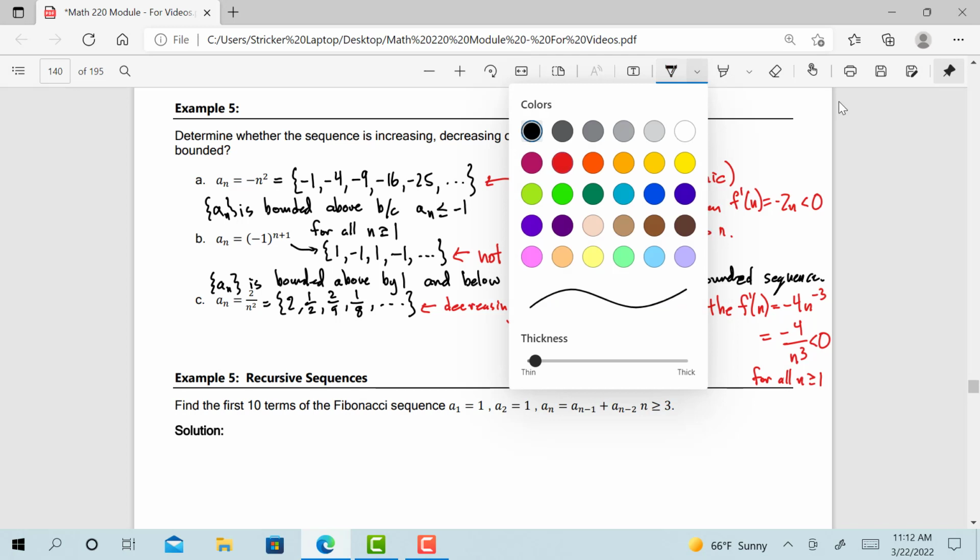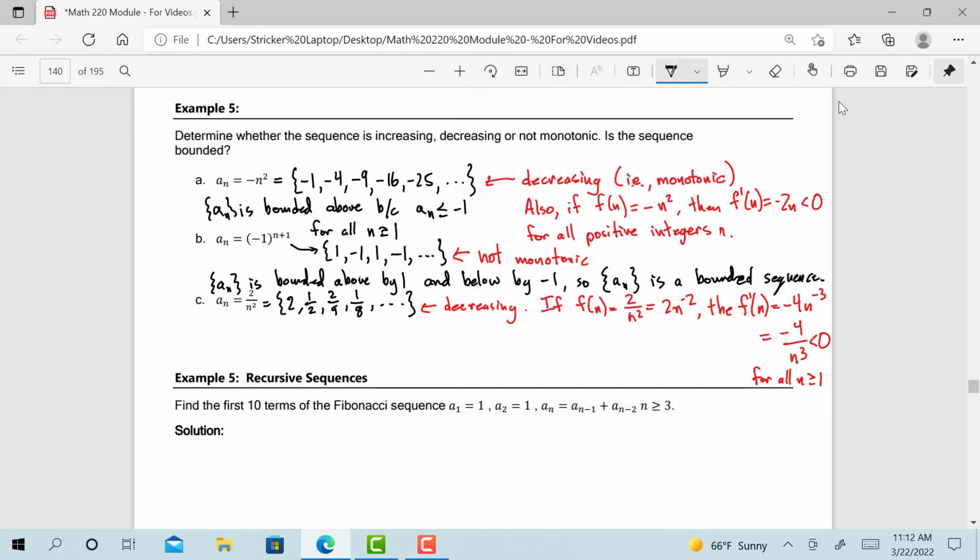Another thing we can take a look at is what these terms are approaching as n approaches infinity. Well, what's the limit as n approaches infinity of 2 over n squared? Well, that's 2 over infinity, that's 0. So it looks like all the terms are going to be approaching 0, which means it's bounded below by 0, and then of course it's bounded above by 2.